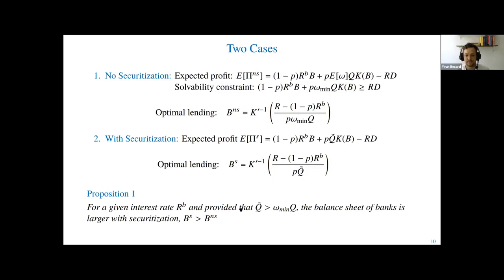And we make the assumption that the price at which the bank sells the loan is higher than the worst case scenario, otherwise the bank would not engage in this agreement. And because K prime is a decreasing function, remember this K is concave, we find that there's actually more lending in the case where the bank can securitize. So under securitization, the bank is going to be able to lend more for a given amount of collateral.